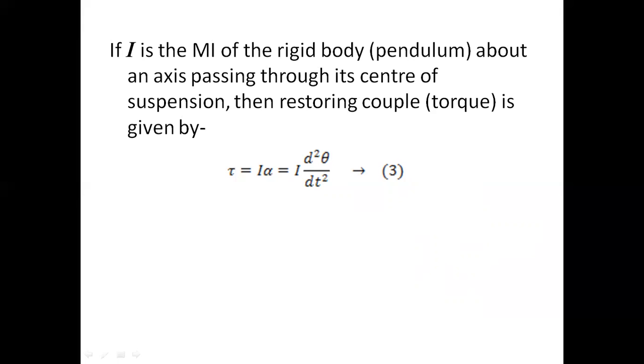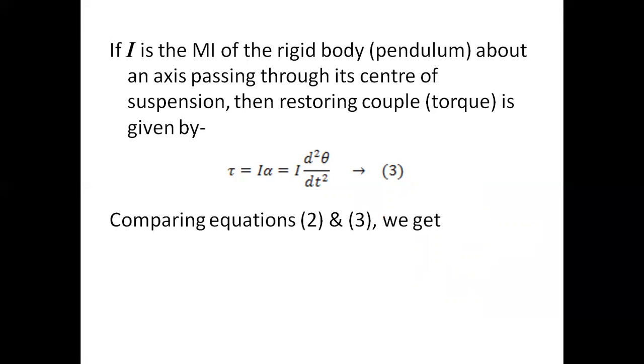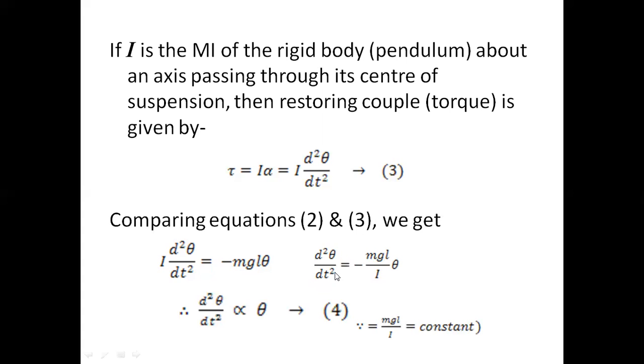From the previous equation 2 and this equation, since both are expressions for torque, equating the two we get I into d square theta by dt square is equal to minus mgl into theta, or d square theta by dt square is equal to minus mgl divided by I into theta. In this expression, m is a constant for a given rigid body, g is constant, l is fixed, and the moment of inertia about the horizontal axis remains constant. Hence d square theta by dt square is proportional to minus theta.